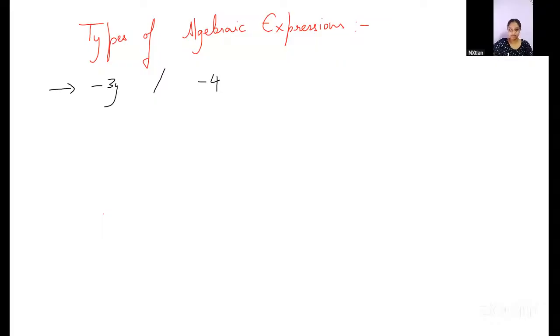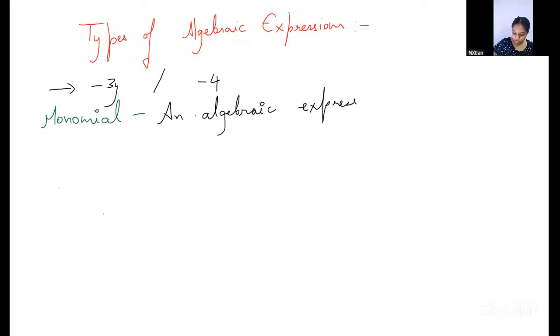Minus 4 is another term. So when we have single terms, or only one term, an algebraic expression that has only one term is known as monomial. You can write it down. Only one.